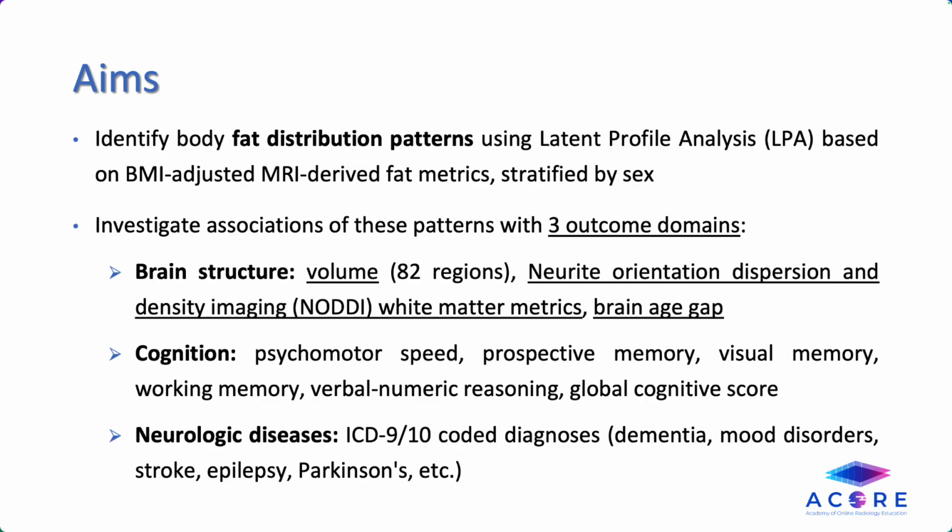In the first stage, the authors aimed to describe body fat distribution patterns through latent profile analysis, or LPA, applying it to BMI-adjusted MRI-derived fat depots stratified by sex. In the next stage, they investigated how these patterns related to three main outcome domains, including brain structure, cognition, and neurologic diseases. For brain structure, they assessed volumetric measures as well as white matter metrics from neurite orientation, dispersion, and density imaging, and the brain age gap.